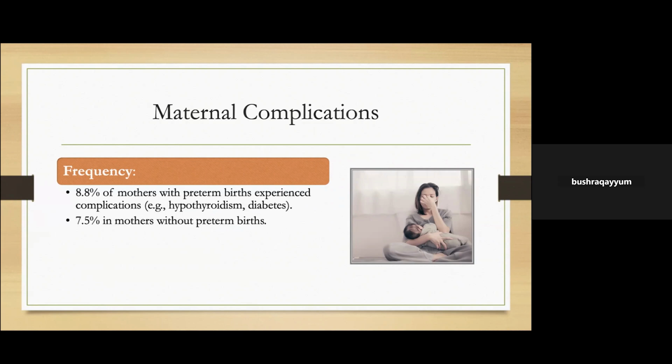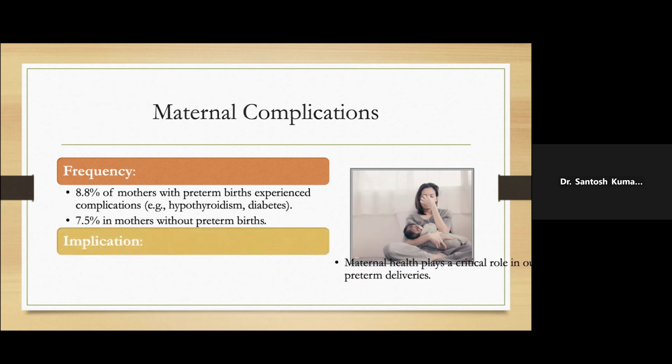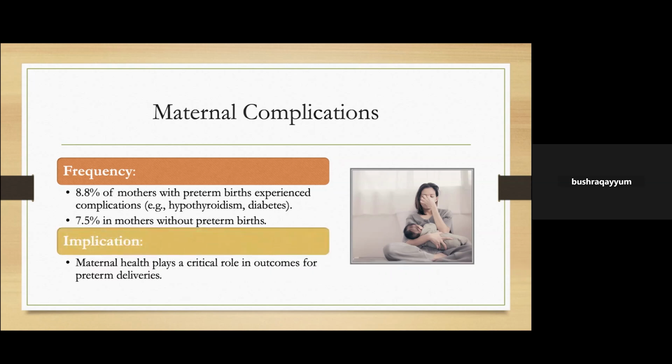Also, 8.8% of mothers who were preterm had experienced medical conditions like hypothyroidism or long-standing diabetes, which was seen in 7.5% of mothers without preterm births. Implication: the maternal health plays a critical role in the outcomes for preterm delivery.